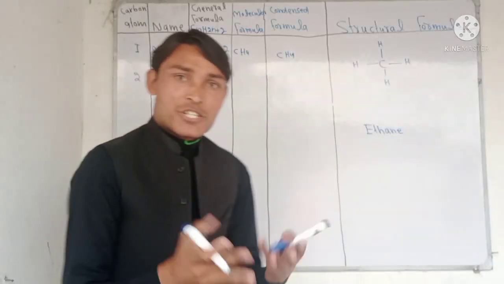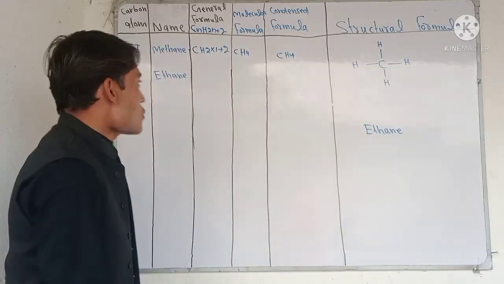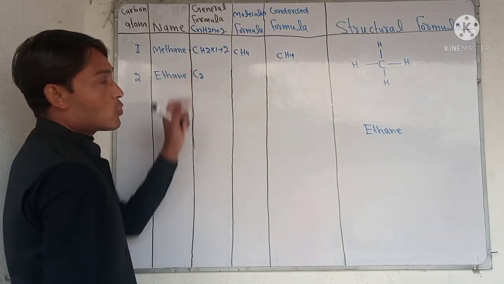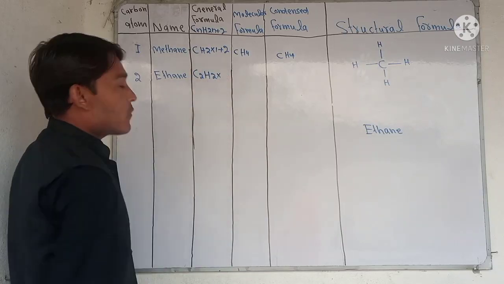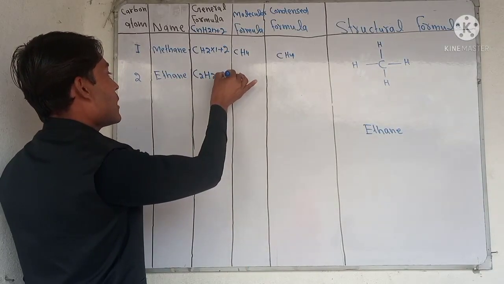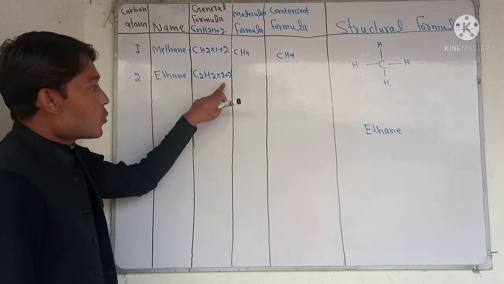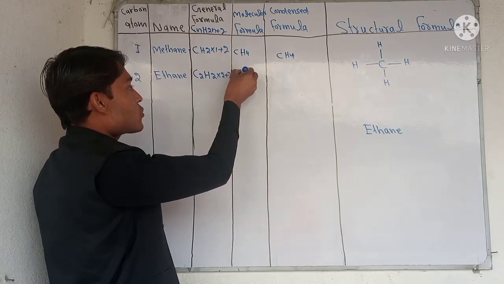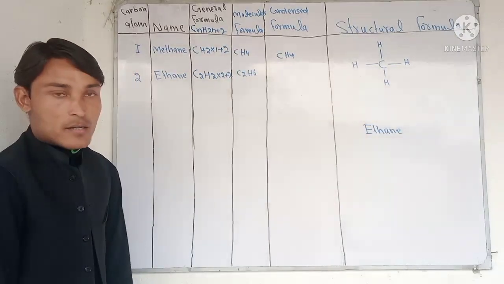Now if we talk about the general formula, only the number of carbon is increased from 1 to 2. So we can write C2, and for H we have 2n plus 2. The number of carbon is 2, so we write 2 times 2 plus 2. So 2 twos are 4, plus 2 is 6. So the number of carbon is 2, and H is 6.